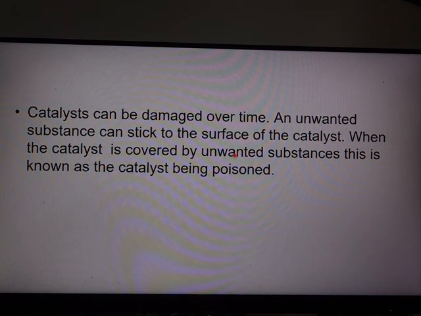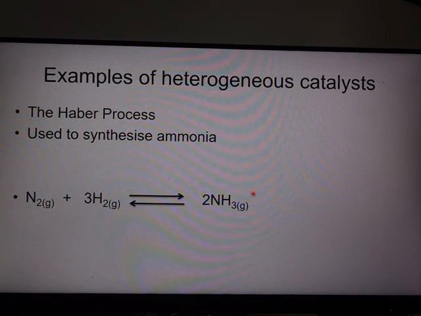So when a catalyst is covered by an unwanted substance, it's called poisoning. They say that the catalyst has been poisoned, although, as you know, it's not a living thing, but that's the term that they use. There are three heterogeneous catalysis processes that you need to know of. The first one is the Haber process. The second one will be the contact process, and the third one will be the synthesis of methanol.